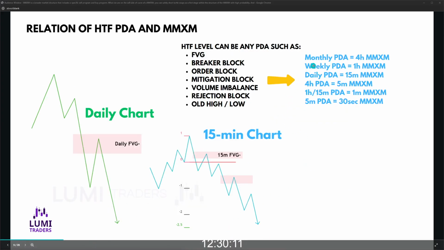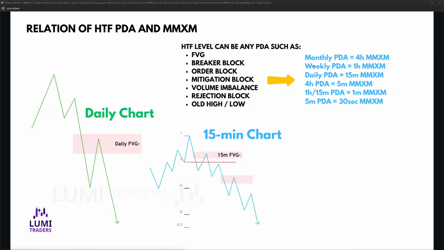Same idea applies, let's say, for a weekly PD array. We are inside a weekly fair value gap, weekly order block, weekly volume imbalance. You are going to use the 1-hour chart to find the best entry and best structure to trade the market maker model. Once again, for a weekly PD array, of course, you will see this market maker model on the daily chart, on the 4-hour chart, on the 1-hour chart, on the 1-minute chart. On every single time frame, you will see this market maker model. But the best entry and best structure will be on the 1-hour chart.